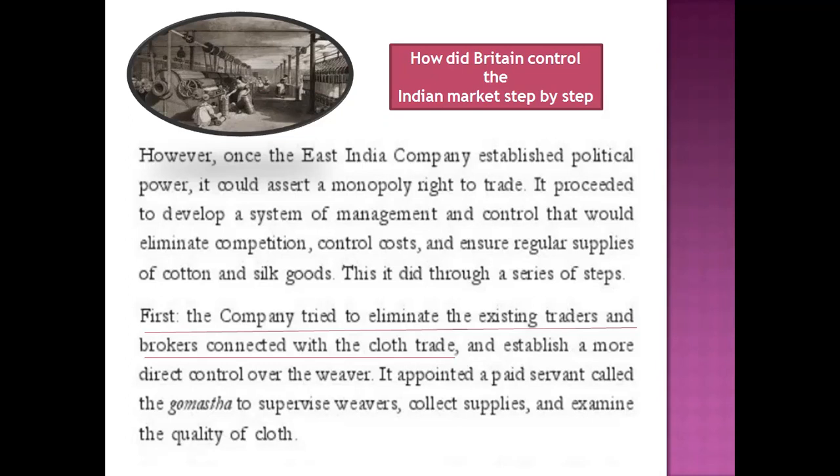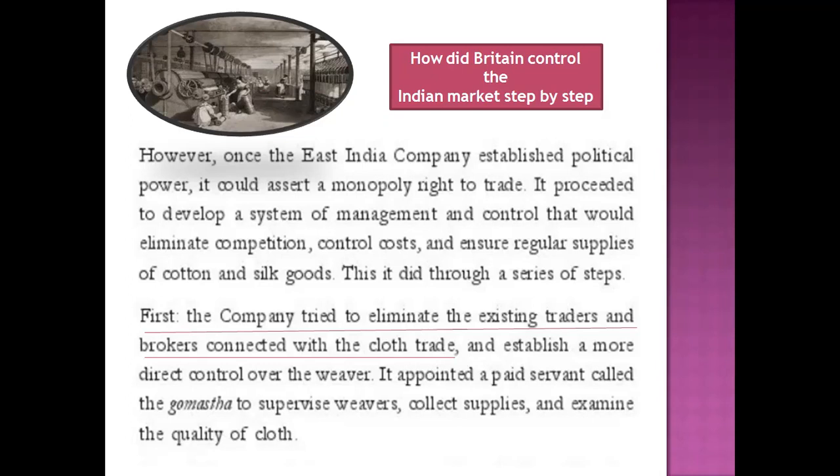Like that, the Gomastha was just like a supervisor for the weavers, and he was totally controlling the people, what products should be made, how much production should be there. Total control was there on them. They were keeping an eye on them. So what was the first step taken to control the weavers? The first step was that they eliminated the contact with the other traders.